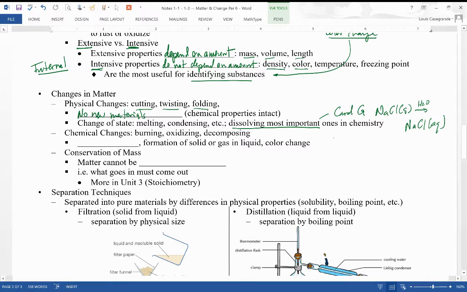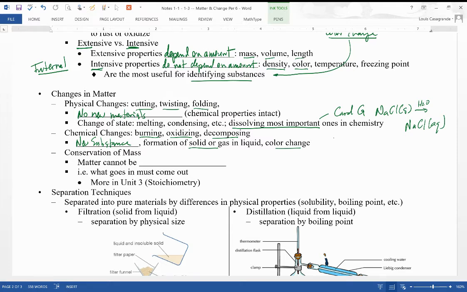Chemical changes are changes such as you burn something, you burn a log, most of the log disappears, and we'll talk in the lab about candle burning, where that log goes to, oxidizing, decomposing. In all of these, we have a new substance. And for that new substance, there are going to be hints to identify it: a new color, or formation of a solid or a gas in a liquid, color change. We'll talk about these again in reference to our lab this week.